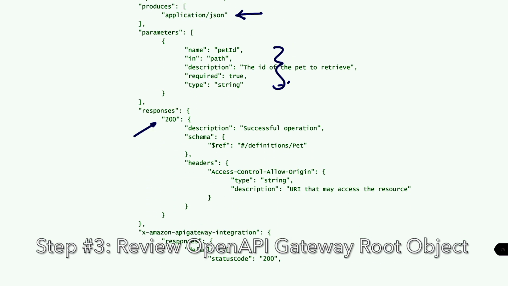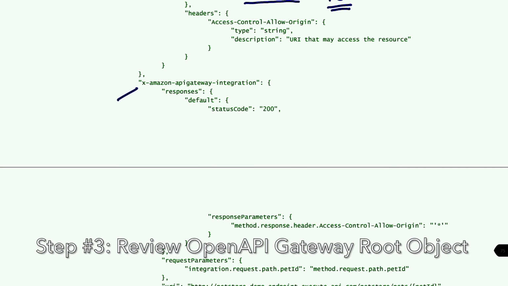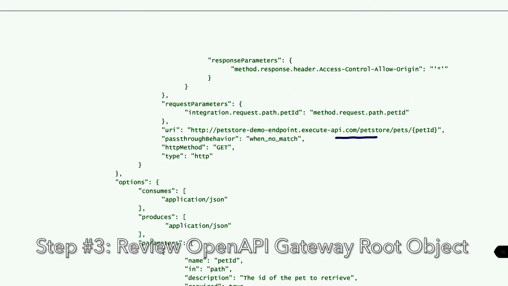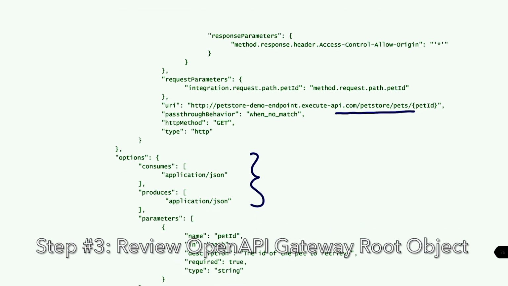All of the responses are based on this 200 structure. The only difference is what is the schema of what we're passing inside of it. This is using the pet object that we've discussed previously. And we have the API integration information. Again, we have the URI to which this value is being passed, and then some additional options.